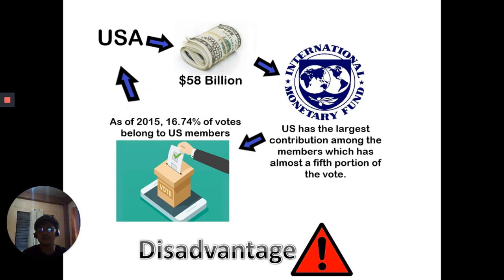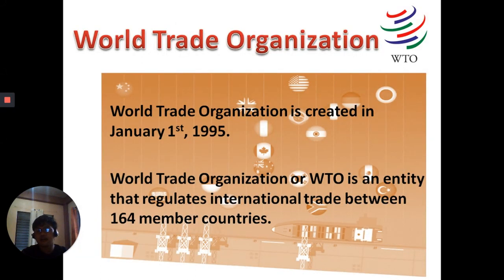Okay? The last one, the World Trade Organization. Okay. The World Trade Organization, or the WTO, is the entity that regulates international trade since January 1st, 1995. There are currently 164 member countries of the organization. The main goal of the WTO is settling a level playing field by enforcing rules. This is to allow the 164 member countries to trade with one another smoothly.